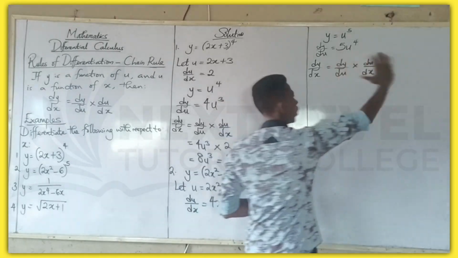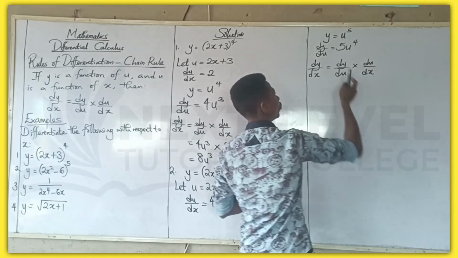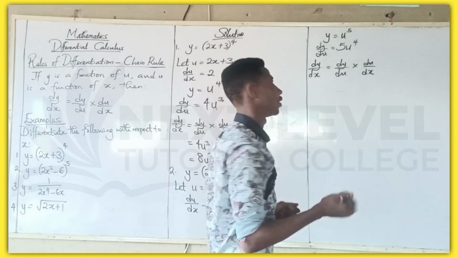If you notice this formula, normally in maths, if you cancel du, all you have will be dy over dx, which is the same thing here. It shows that the formula is a very correct one.